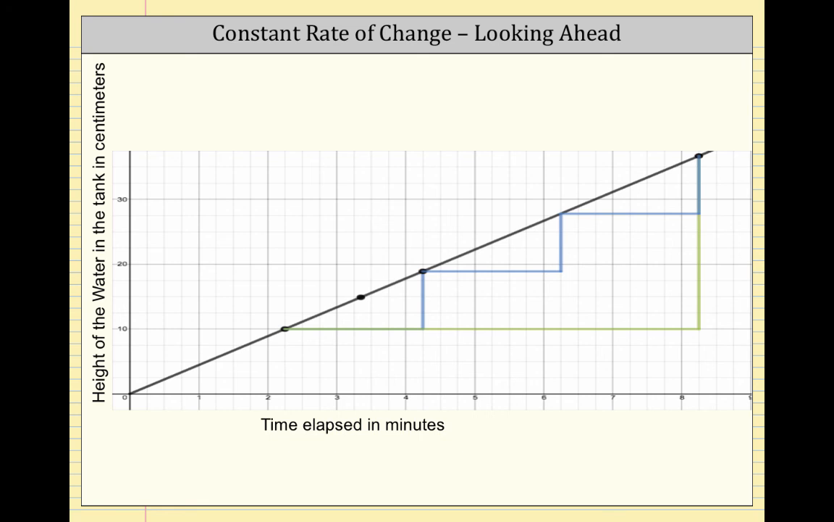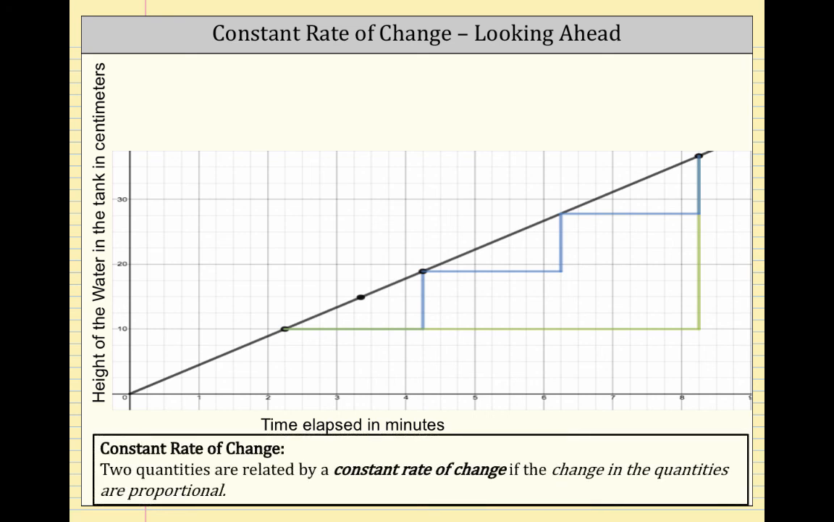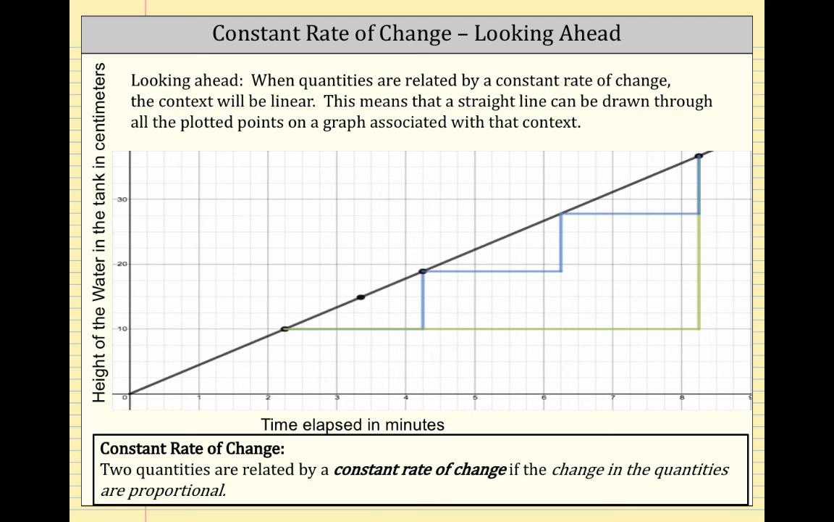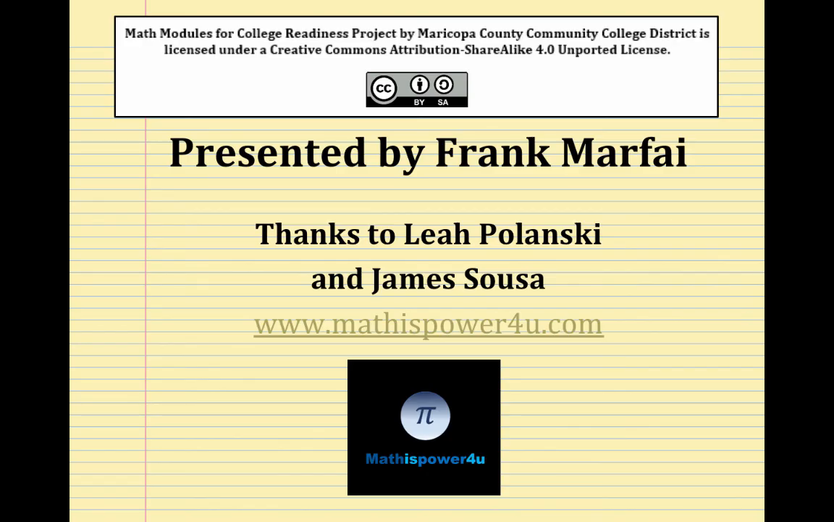So again, looking ahead, that is a special property, and what we say is that quantities that are related by a constant rate of change are linear. Two quantities are related by a constant rate of change if the changes in the quantities are proportional. And when they are related by a constant rate of change, that context will be linear. What that means is that a straight line can be drawn through all the plotted points in the graph associated with that context. So that's a look ahead of how constant rate of change is very useful. I hope you found this helpful.